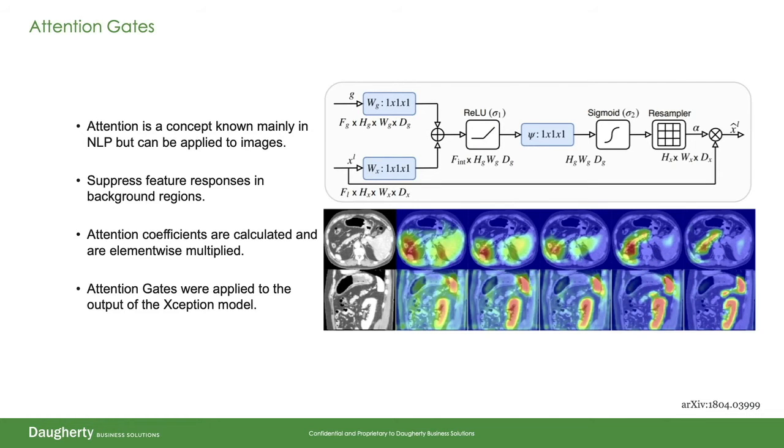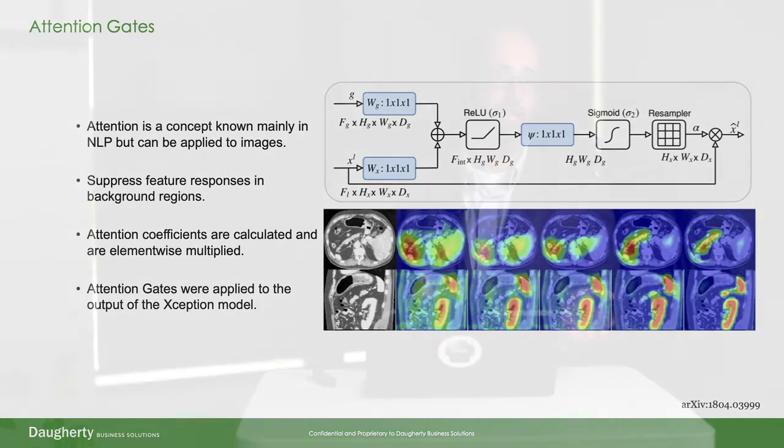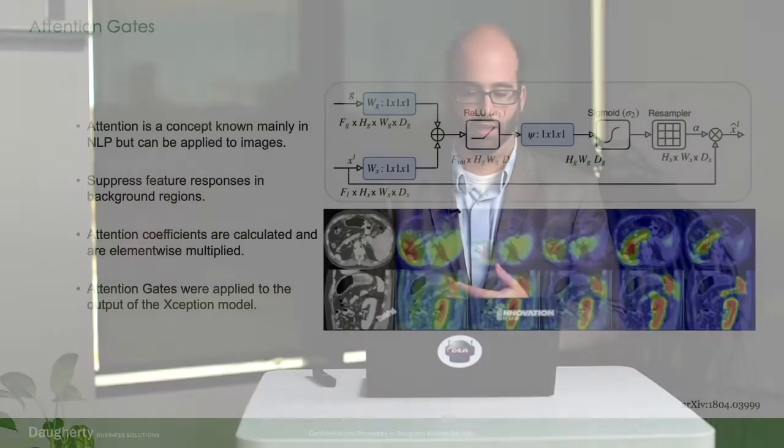Finally, one of the things we looked into were attention gates. Now, attention is something that I know of more from natural language processing. What it does is it suppresses feature responses in background regions. In NLP, basically what that means is if you're reading a textbook and you want to learn about something, do you read the entire textbook and try to remember the important parts? Or do you go to the table of contents, look at the chapters you care about, and only read those? That's kind of what it's doing.